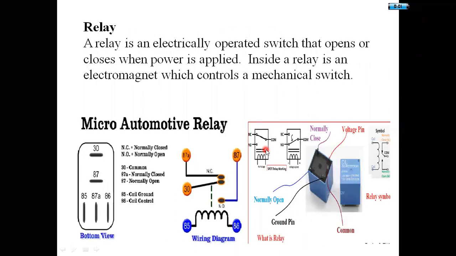Next one is relay. This acts just like an on-off switch. The basic application is an on-off switch. We are going to use this relay. Relay is an electrically operated switch that opens or closes when power is applied. Inside a relay, an electromagnet is placed which controls a mechanical switch inside that relay. These are the internal structure of relay, how it looks like. Blue color relays are available in the market.